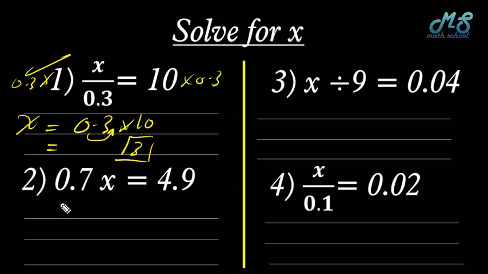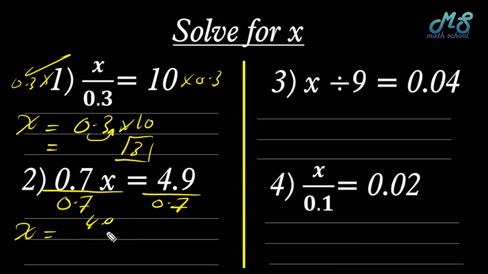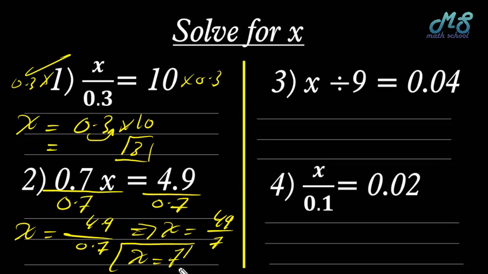Next, 0.7x equals 4.9. Just divide both sides by 0.7. We will get Mr. X equals what? Equals 4.9 divided by 0.7. Now we can deduce directly that x equals 49 over 7. 49 over 7 means 49 divided by 7 equals what, guys? Yes, equals 7. Now the value of x equals 7.